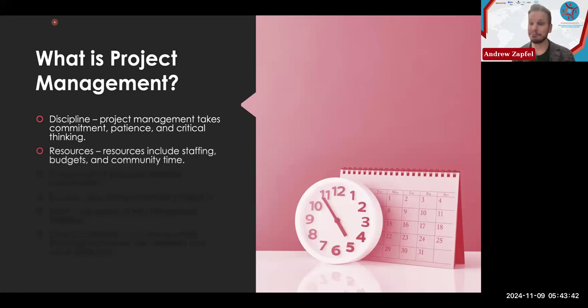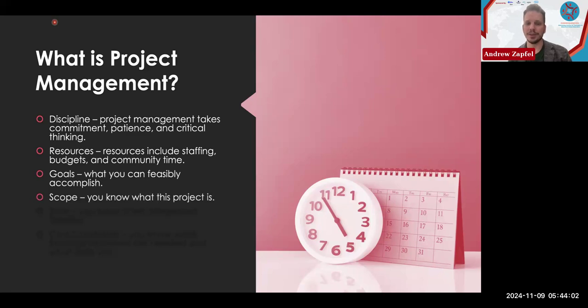Resources, of course: anything costs money, it costs time, it costs staffing and budgets, and community time is needed. So you really want to make sure you're thinking about engaging all different stakeholders and what kind of resources will be needed to achieve what you set out to do. You want to make sure you are developing goals that can be feasibly accomplished. The scope, and scope is one of the favorite words in project management. Anyone who works in this knows the scope idea well: what is it actually you want to set out to achieve and do.